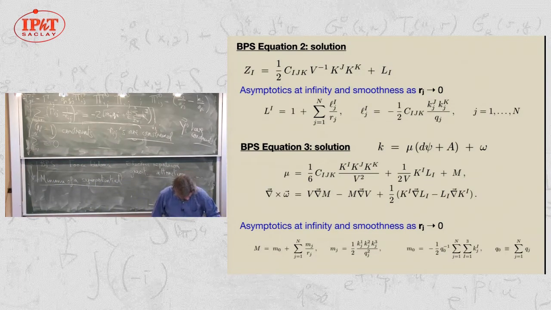Now, I want to point out one other very important thing about the five-dimensional metric, which is equal to z to the minus 2. I alluded to this last time, but I want to really bring it out now. dt, and I'm going to write this mu d psi plus a, plus omega squared, and then there's a z v to the minus 1 d psi plus a squared plus v.